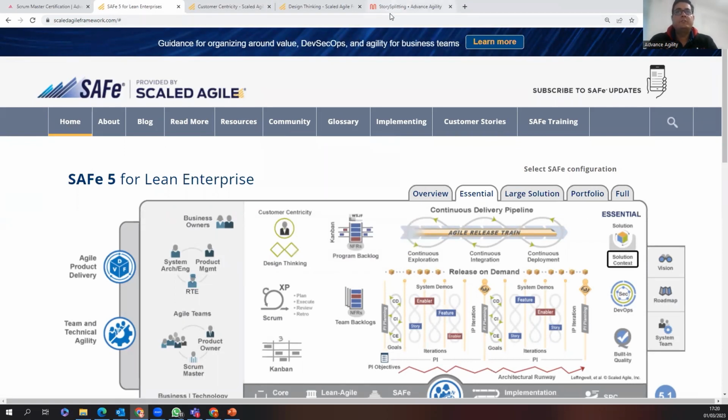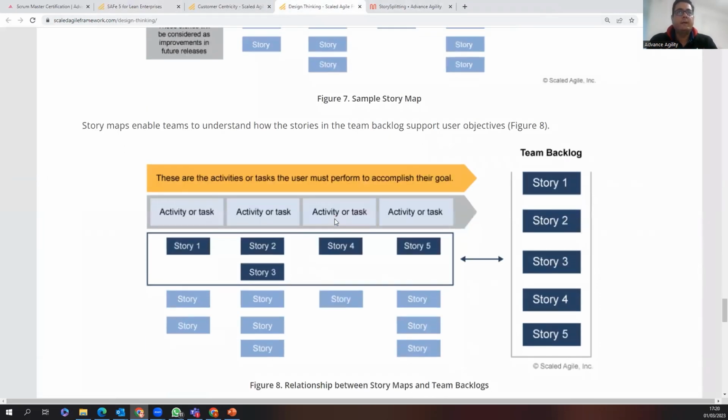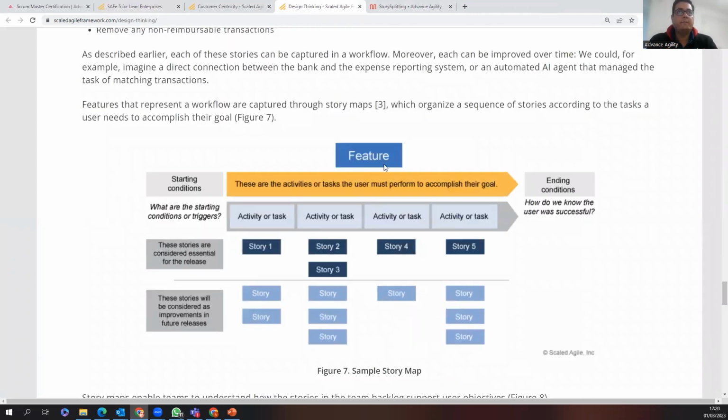And finally, I want to share another design thinking technique, which is story mapping. So this is a design thinking technique called story mapping, where we break a feature into multiple stories. When we want to implement features, we have to break a feature into stories. So this is called a story storming session or story mapping, where we write a feature first and then we write what are the starting conditions or triggers, and what are the various activities for that feature to get completed, and then we write the ending condition.